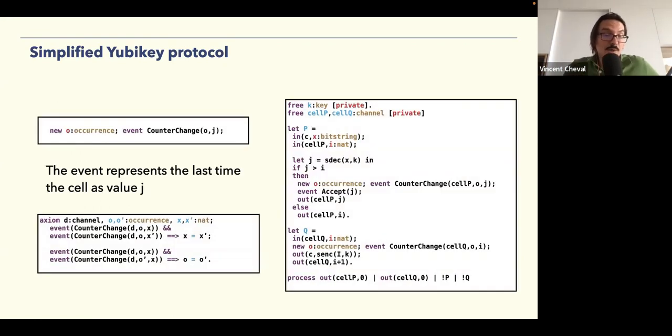The good thing is that we can encode this property in GSVerif by, again, using axioms. This is something that is already implemented in the prototype, not with axioms, but the idea is the same. Typically, we consider an event that represents the last time the cell has some value. So here's the new occurrence: the event counter change O J indicates that at occurrence O, J is the last time the cell has that particular value J for a monotonous memory cell.